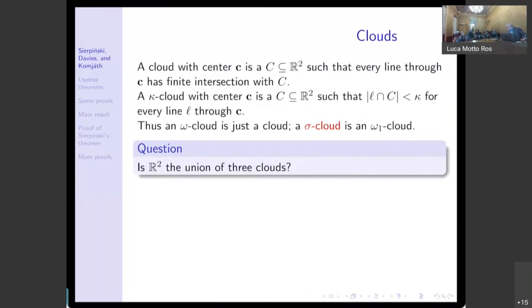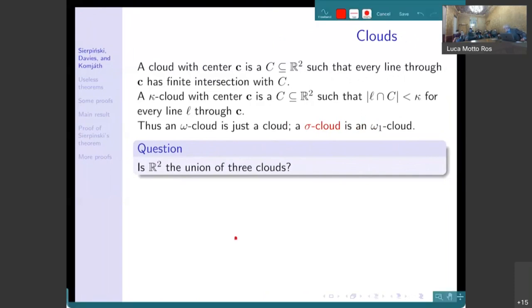Three omega clouds. Well, if the plane is the union of three clouds, okay, this is a cloud. From the center, I look in this direction, find finitely many points, I take the first point and the last point, and let me cover it with an interval. The same is true maybe on the other side. Then, if I can cover the plane with three clouds, I can cover the plane with three stars.